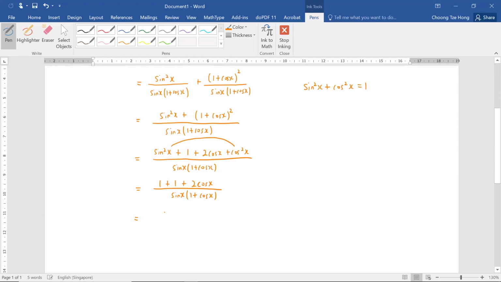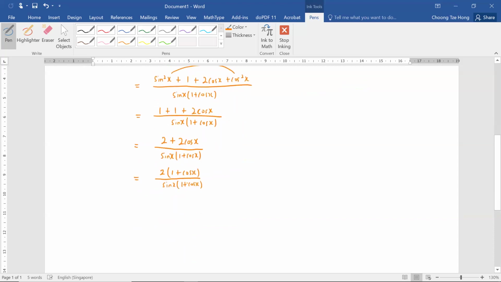From here you will get 2 plus 2 cosine x. The working seems a bit long, but that's because I'm just showing all the steps in detail. Then from here you can factorize out a 2, and you can see that you have a 1 plus cosine x that you can cancel off from the top and bottom. So you are just left with 2 over sine x.